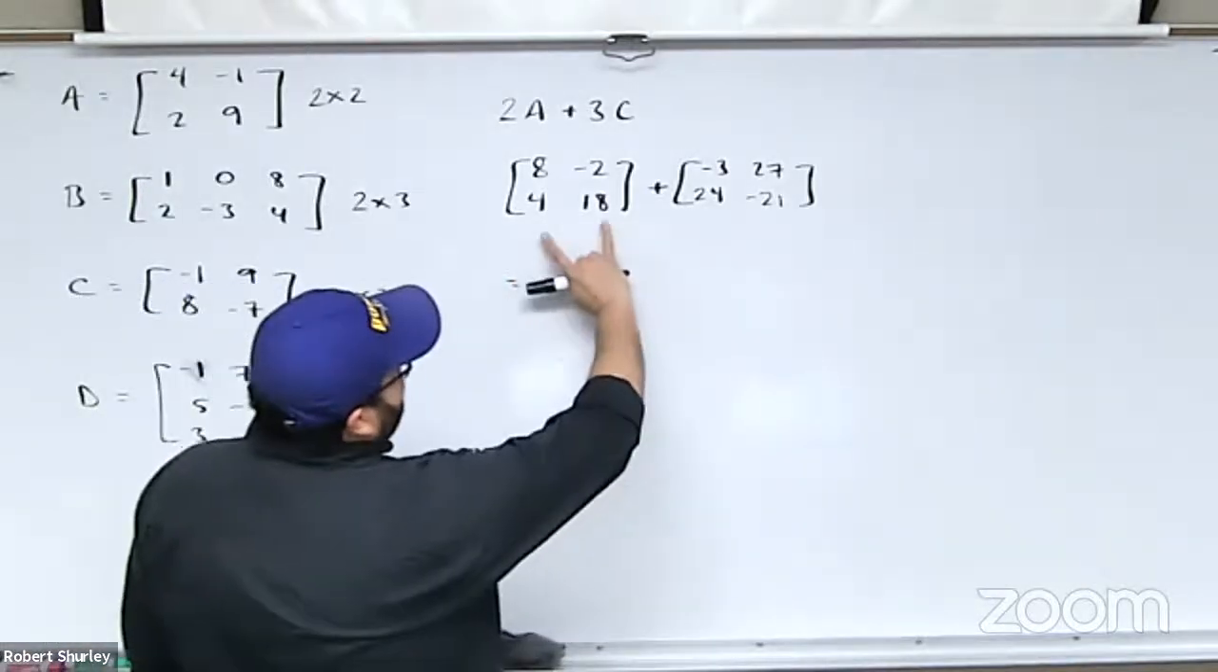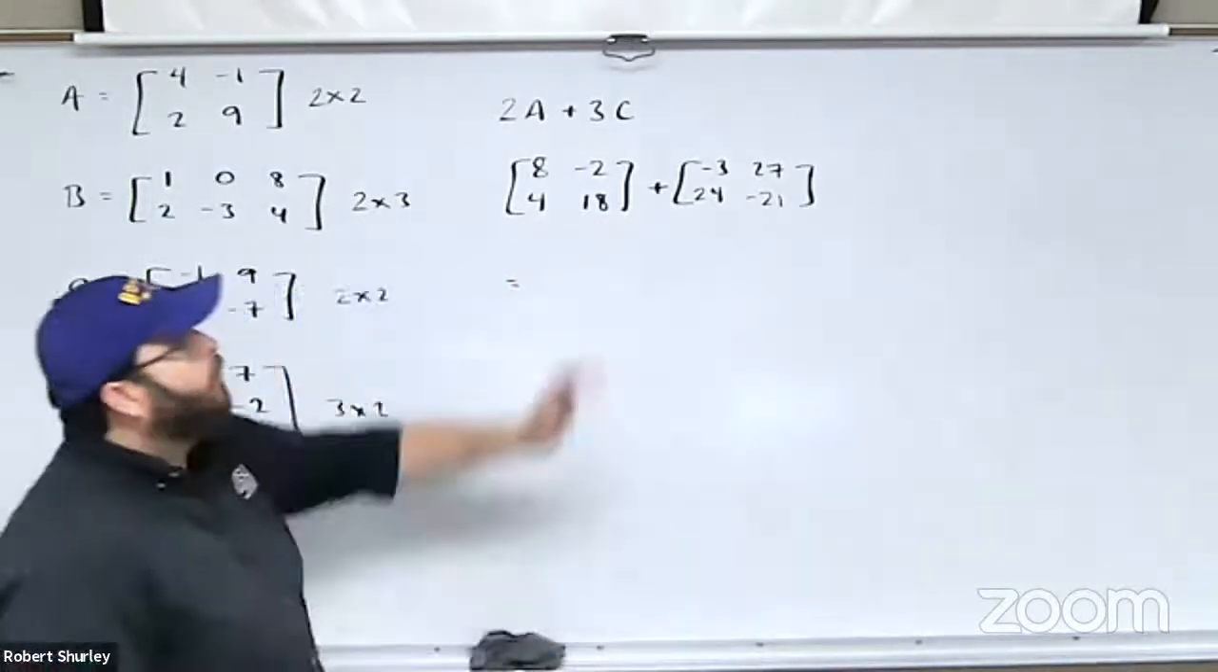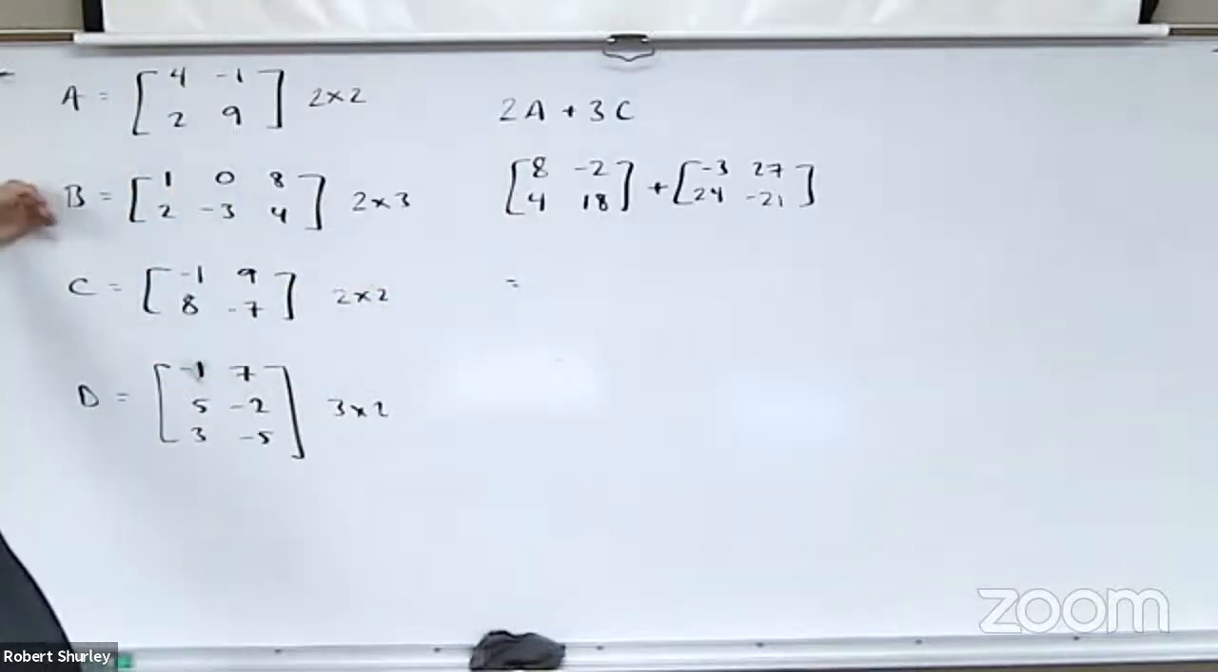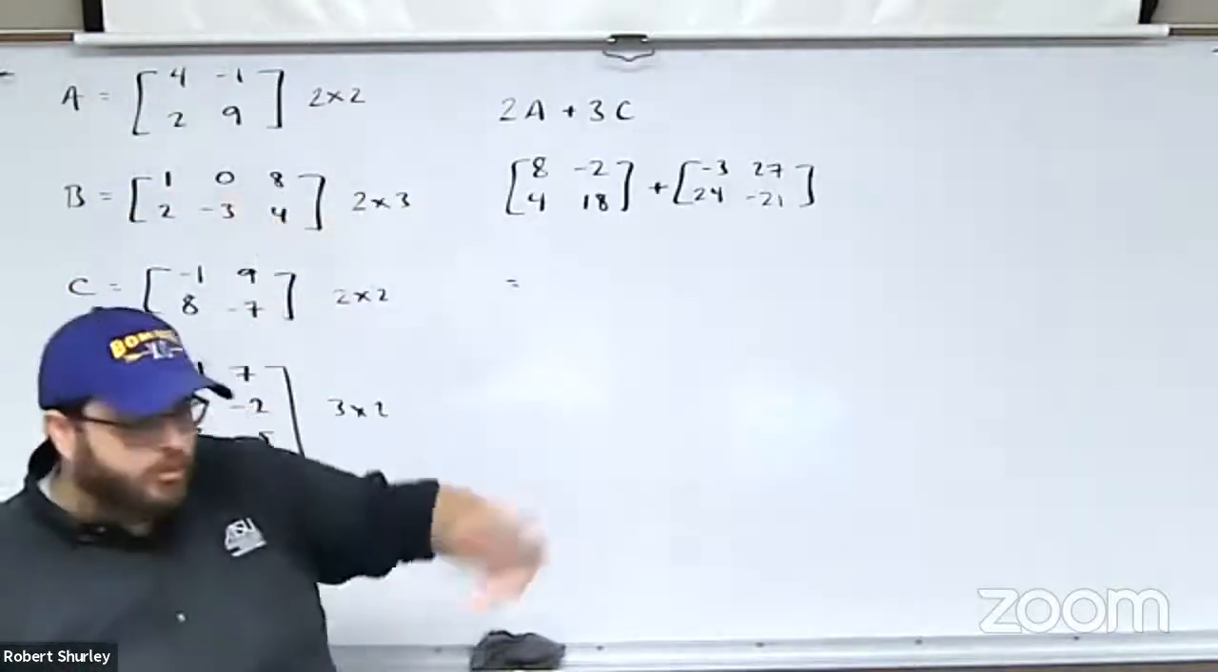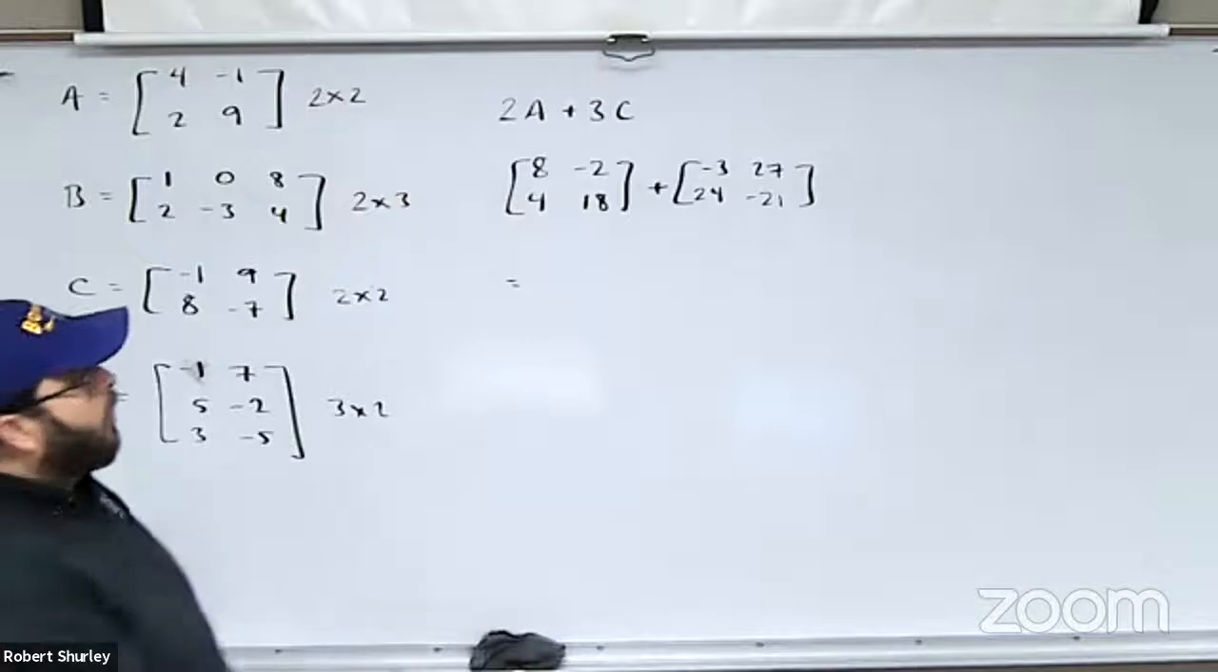So now we can add these, right? Because they're 2 by 2 and 2 by 2. If it would have been 2A plus 3B, we wouldn't have been able to add them. We would have been done actually at this point. So we can add these.